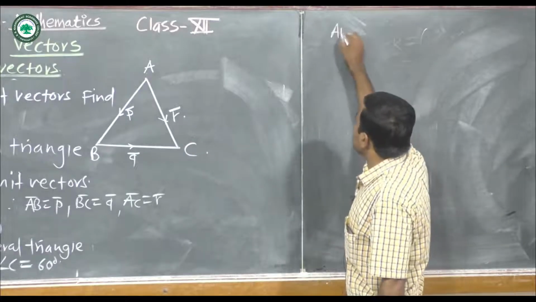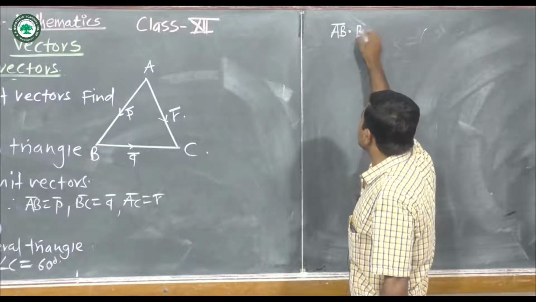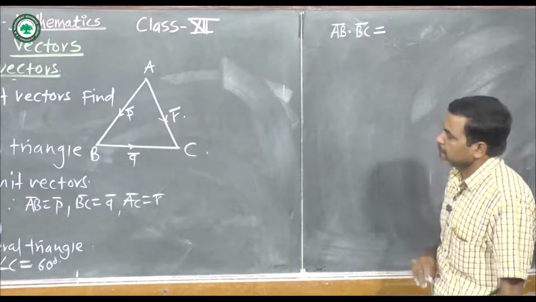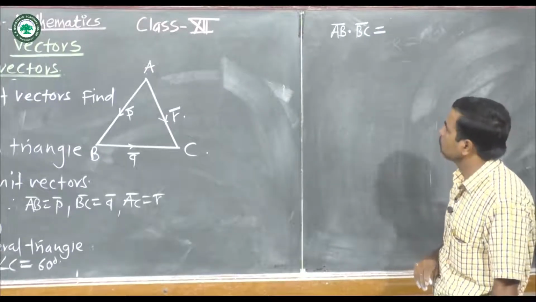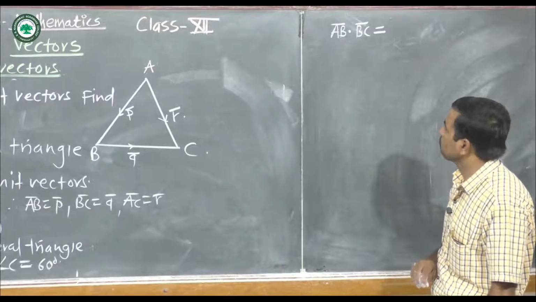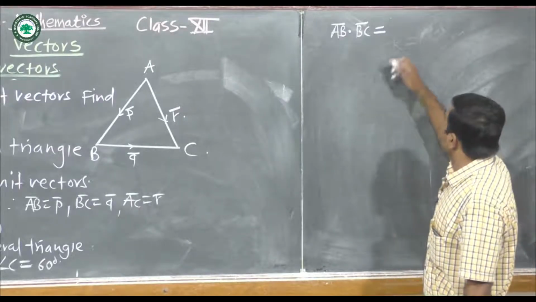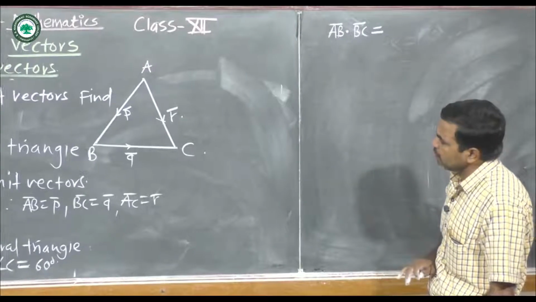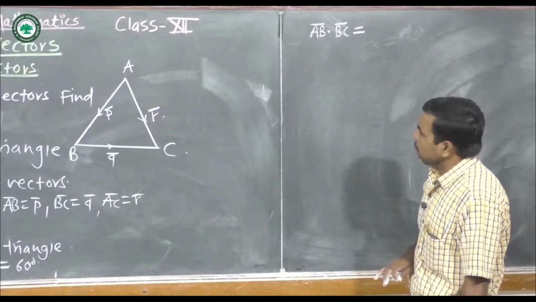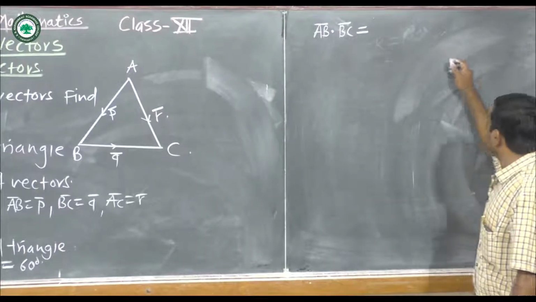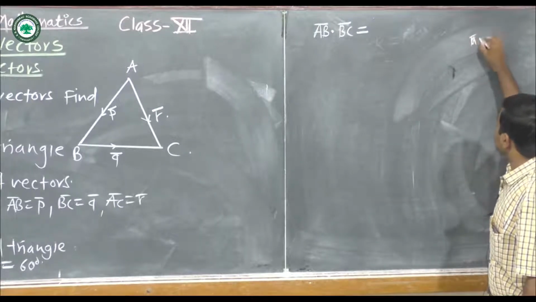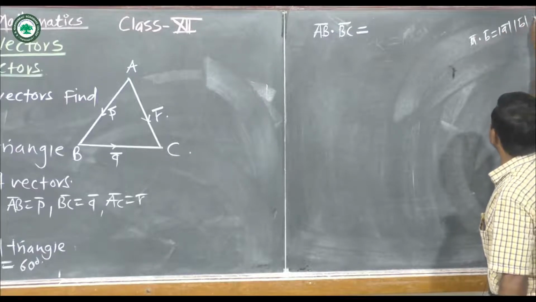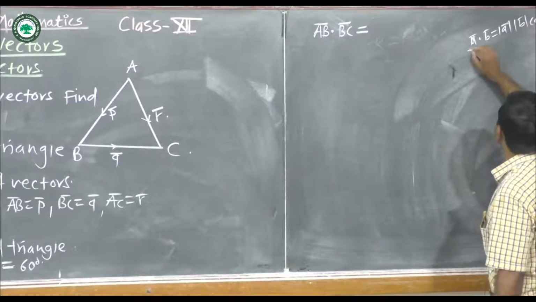Now AB bar dot BC bar is equal to... what is the definition of the dot product of any two vectors? I will write the definition here. A bar dot B bar is equal to the magnitude of vector A into the magnitude of vector B into cos of the angle between them.